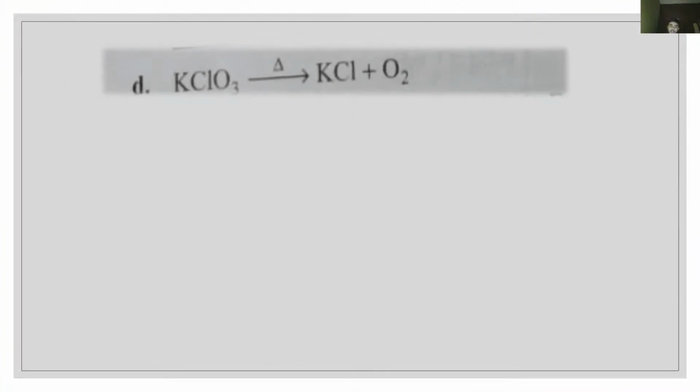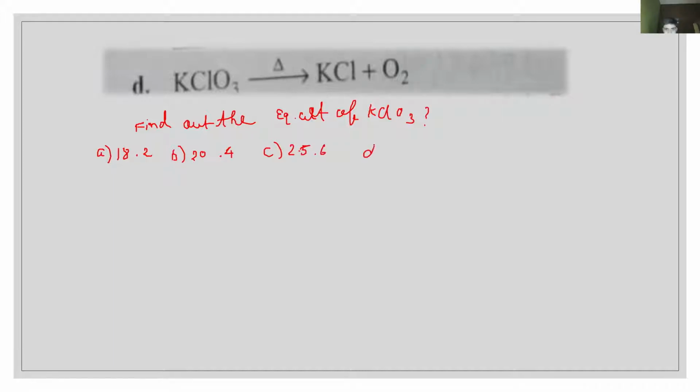So what is the first question? But first let me take the pen. So here a reaction is given, you know the reaction, and the question is find out the equivalent weight of KClO3 in respect to this reaction, and your options are A 18.2, B 20.4, C 25.6, and D 30.4. Okay, pause the video, solve yourself if you can, and write the answer in the comment box. Okay, and I am waiting 1, 2, 3 and starting to solve.